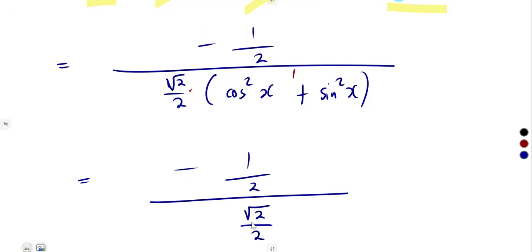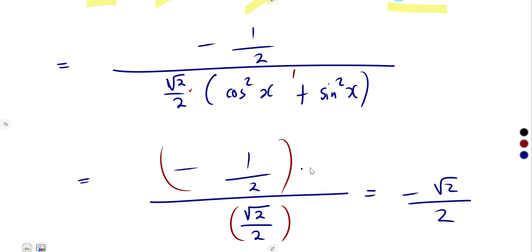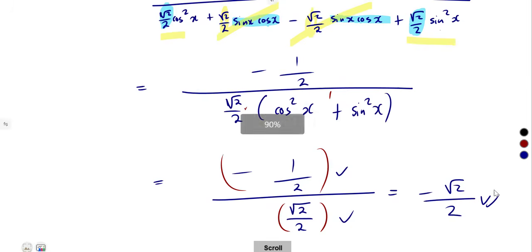Just like the previous case where we have got a fraction here, a fraction there, and we saw that when we simplify this, it is going to give us negative square root of 2 over 2. We had this one before. So we ended up with minus square root of 2 over 2. So that was it. That is how we can simplify this question. So many ways, but you just have to choose which one is easier.